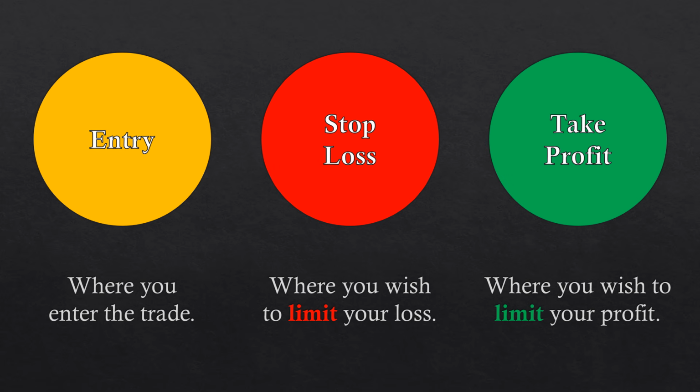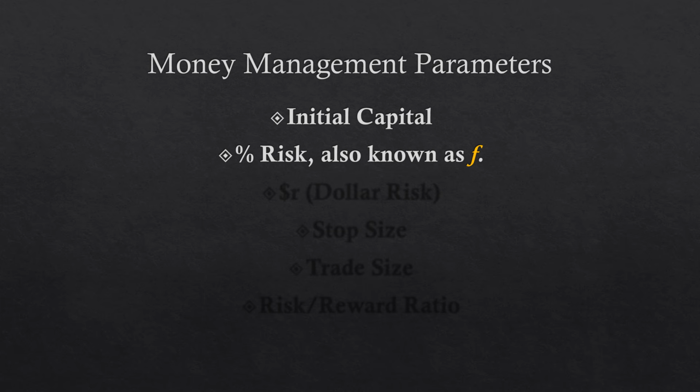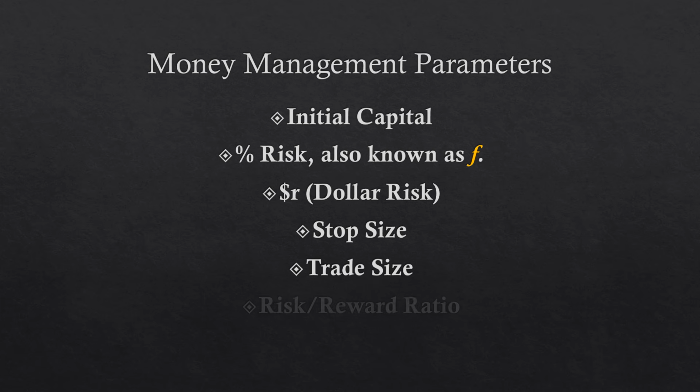We begin the study of basic money management with the 6 money management parameters you need to keep in mind. They are the initial capital, the percentage risk, which is also known as the F, the dollar risk, the stop size, the trade size, and the risk-reward ratio. The trader must define these parameters in this order.